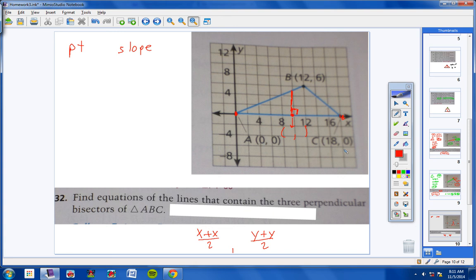0 plus 18, x plus x. 0 plus 18 is 18, divided by 2 would be 9. And then y plus y, 0 plus 0 is 0, divided by 2 is 0. So there we go. We found that point. So this point right here is (9, 0). So we got a point.